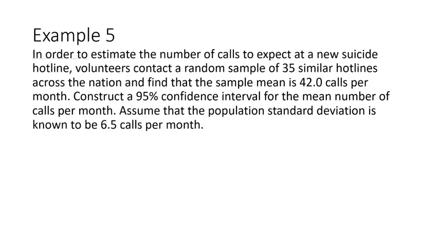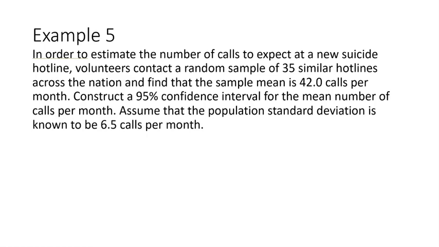Example 5. In order to estimate the number of calls to expect at a new suicide hotline, volunteers contact a random sample of 35 similar hotlines across the nation and find that the sample mean is 42 calls per month. Construct a 95% confidence interval for the mean number of calls per month. Assume that the population standard deviation is known to be 6.5 calls per month. Whew, there's a lot in there.